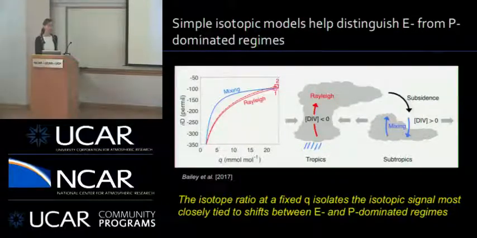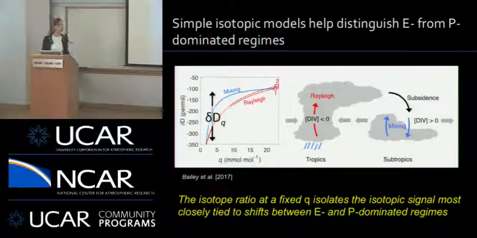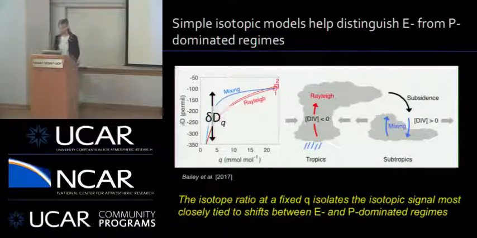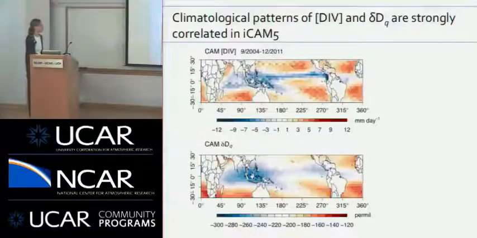And so essentially what we need to be able to capture this in either models or observations is vertical profiles of the water vapor volume mixing ratio and the isotope ratio to be able to estimate the isotope ratio for a fixed Q. So we need delta D at a fixed Q, which I will refer to as delta DQ. So let's take a look at how this metric performs.